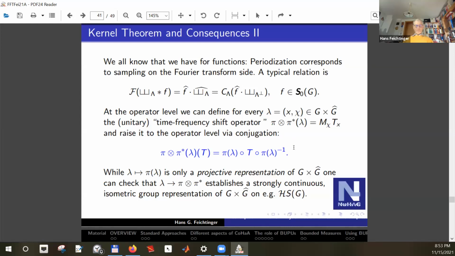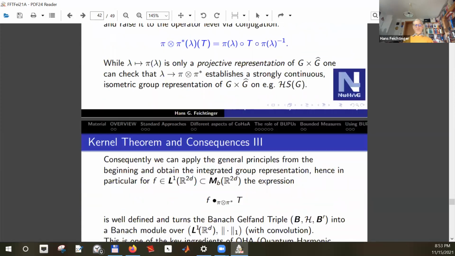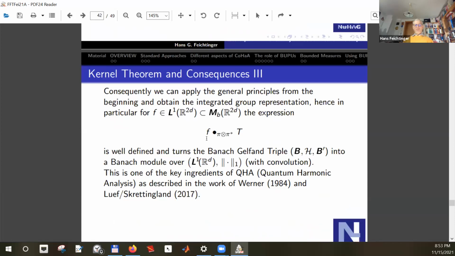And Gabor multipliers are actually linear combinations of such projection operators. So then what you have to check is that this transition of lambda goes to pi tensor pi star of lambda is a strongly continuous isometric representation on the space of Hilbert-Schmidt operators. And I would extend it and say it's even on the Banach-Gelfand triple. So you reduce it to the operators which are nice, and you extend it to the other operators. And then you just apply this general machinery, and you can say, well, every bounded measure mu of two variables, or on G cross G hat, and restricting it to L1, F has such a symbol.